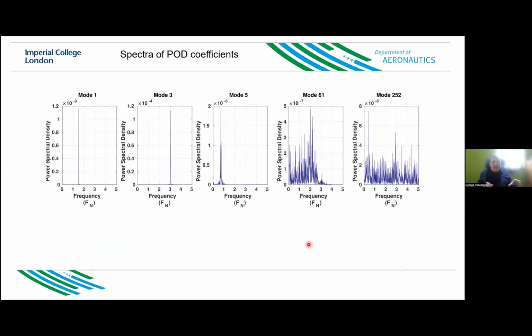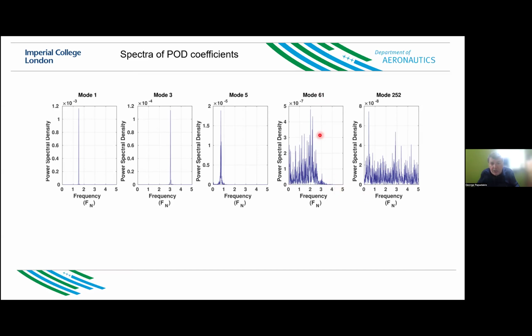Now, if we look at the spectra of the POD coefficients, you can see that mode 1 has a very sharp peak at frequency 1 Fn. Fn is the impeller rotational frequency, and I remind you that this is the frequency we obtained on a rotating reference frame. Mode 2 has exactly the same peak at the same frequency and the same strength because the modes are paired. Mode 3 has a frequency at 3 Fn, so it is the harmonic of 1.5, and as I increase the mode number, I get more and more frequency content across the whole range of frequencies that I'm looking at, from 0 to 5 Fn.